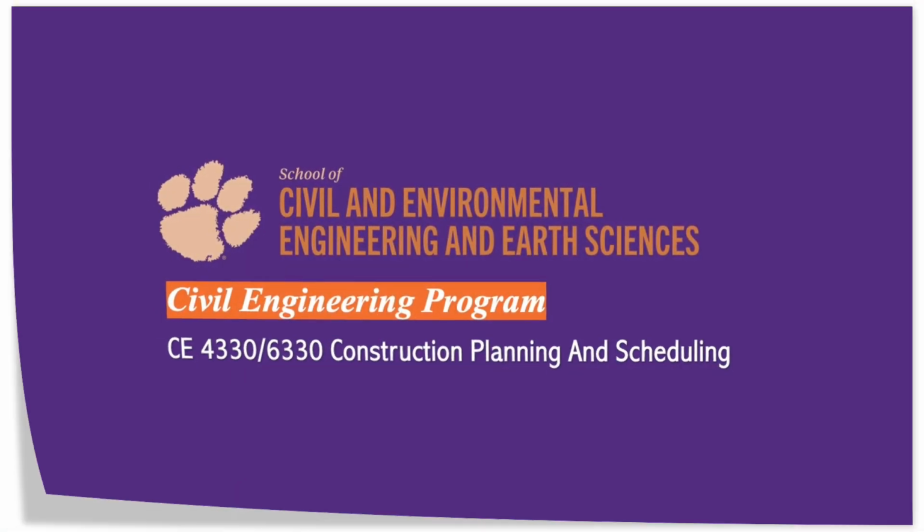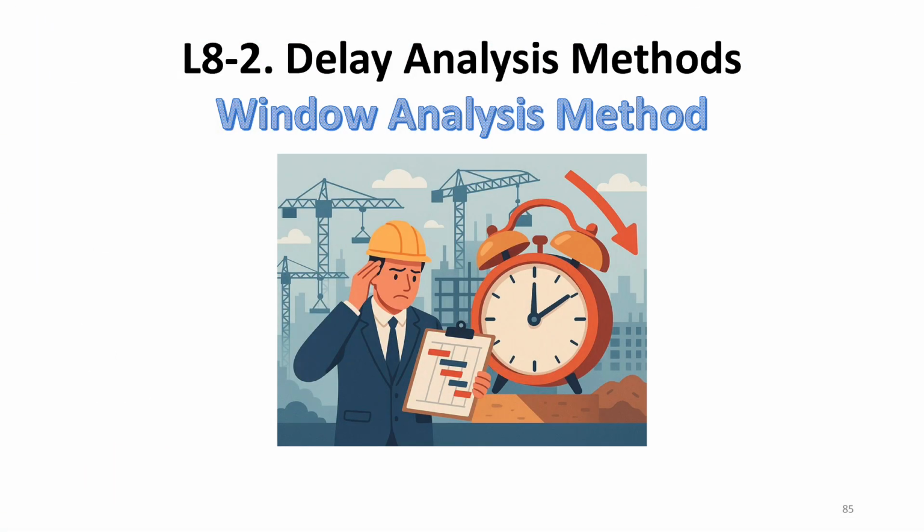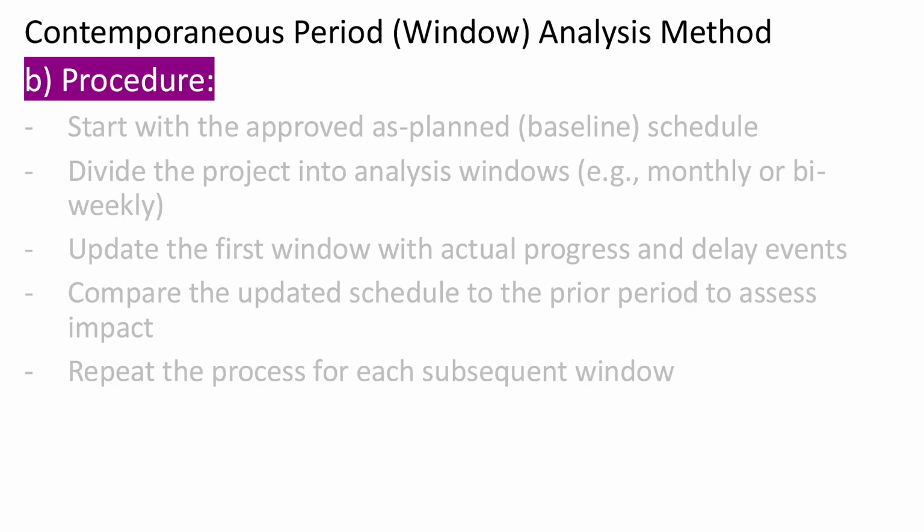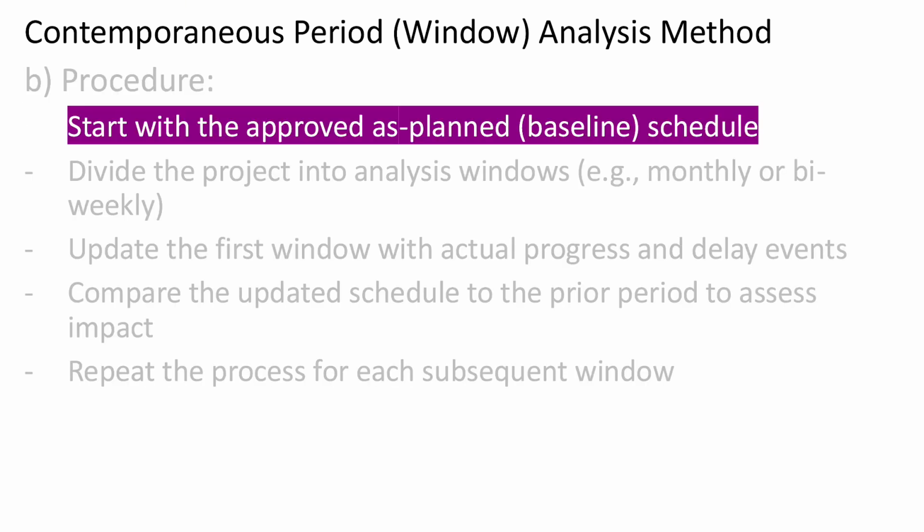In this video, we're going to learn about the window analysis method for delay analysis. The contemporaneous period method is often known as window analysis method. It is a retrospective scheduling method that uses contemporaneous schedule updates to identify and measure how delays impact the as-built critical path. In a window analysis, we begin with the approved as-planned or baseline schedule.